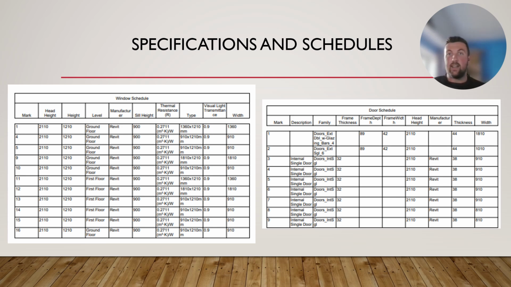Same for the doors. Again, these are generic doors from Revit, but it gives you an indication that you can just pull schedules off. So when they're fully into manufacture, this is what you need, these are the requirements, and you know what you're getting.